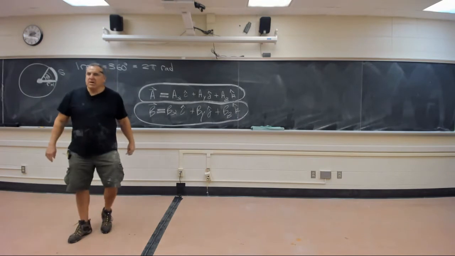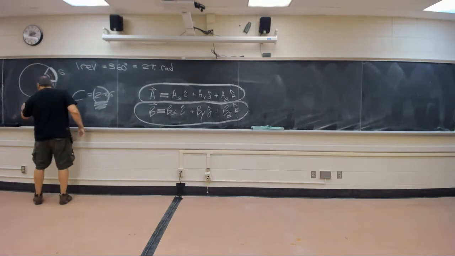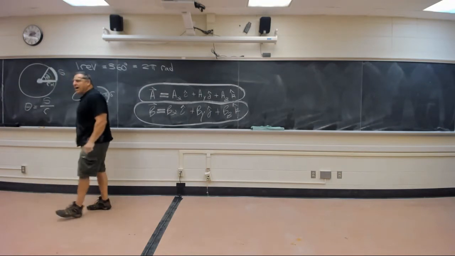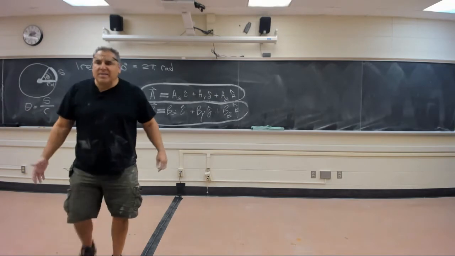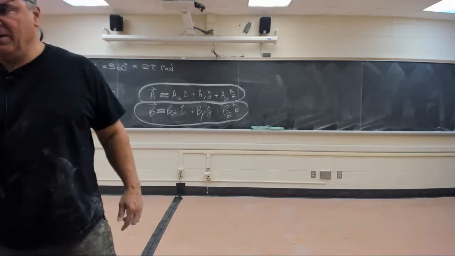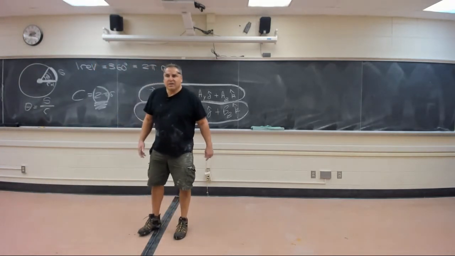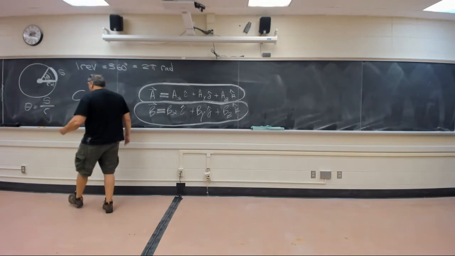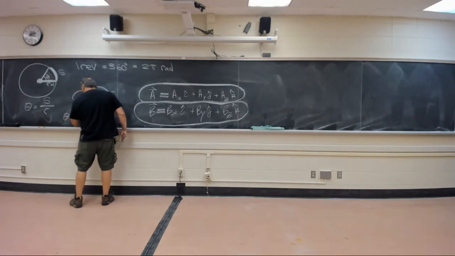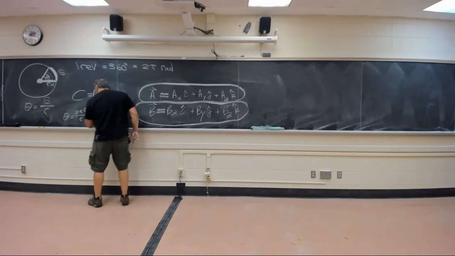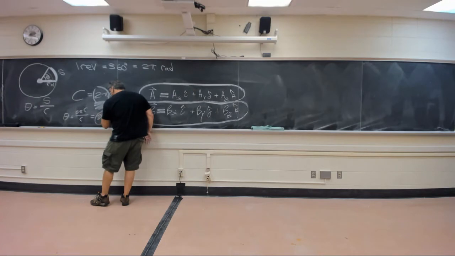2 pi radians. The radian is the arc length divided by R. If the arc length happens to be the entire circle, all the way around the circle, what's the length all the way around the circle? Well, the length all the way around the circle is 2 pi times R. Divide by R, that's 2 pi radians.